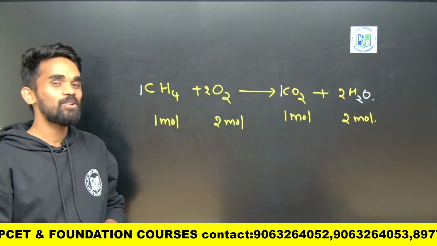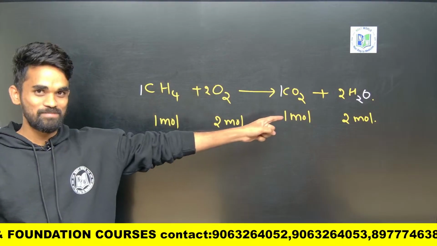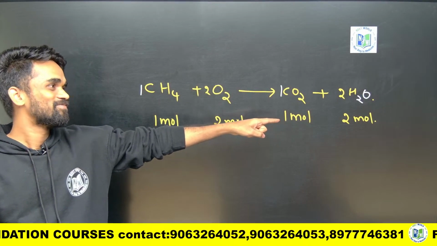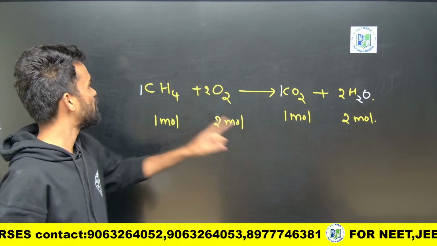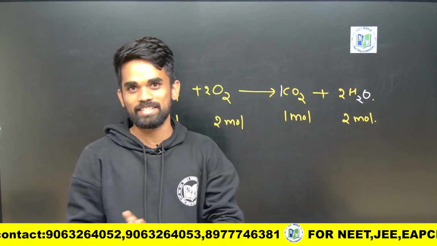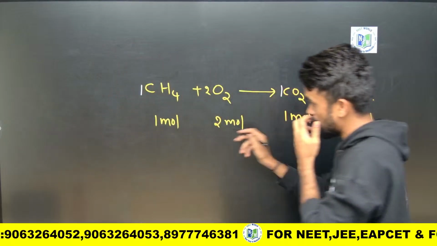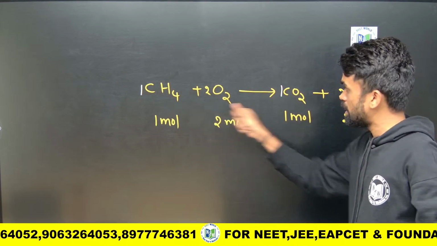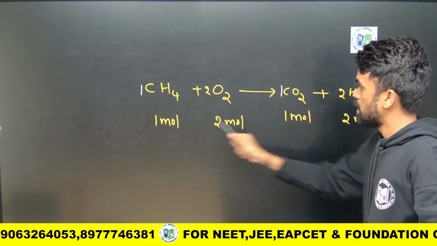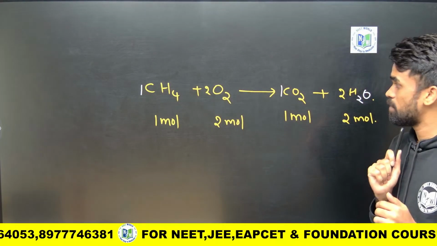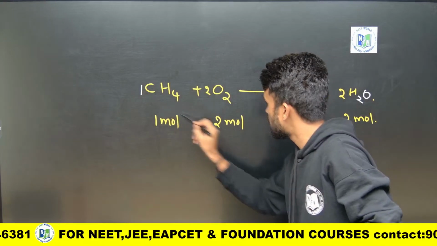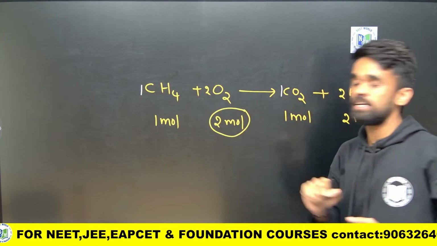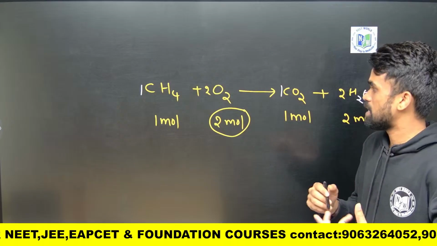Okay, so now like this we have got the mole ratio, based on the balanced chemical reaction. So first of all, write the chemical equation, balance it, and therefore we will get the mole ratio like this. Now here, 1 mole of methane requires how many moles of oxygen? 2 moles are required.